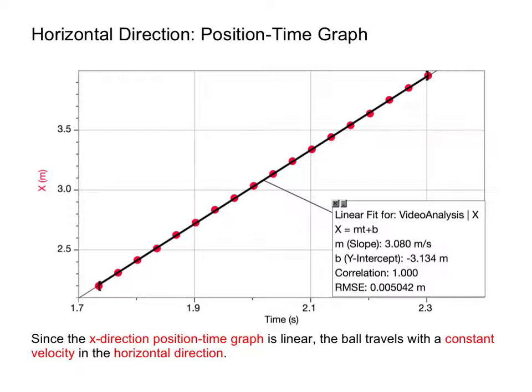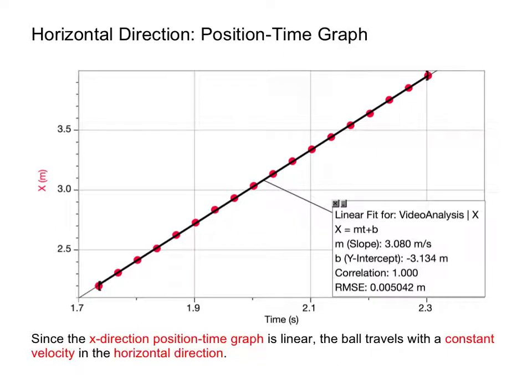One important one that I want to talk about is the position time graph for the x direction, or the horizontal direction. If you did this lab properly, and you were very careful with your clicking, you should have found that this graph was a linear line. And we can tell it's linear because it has a correlation of 1.0. So that's a straight line. And we can tell that the x direction has a velocity of about 3.08 meters per second.